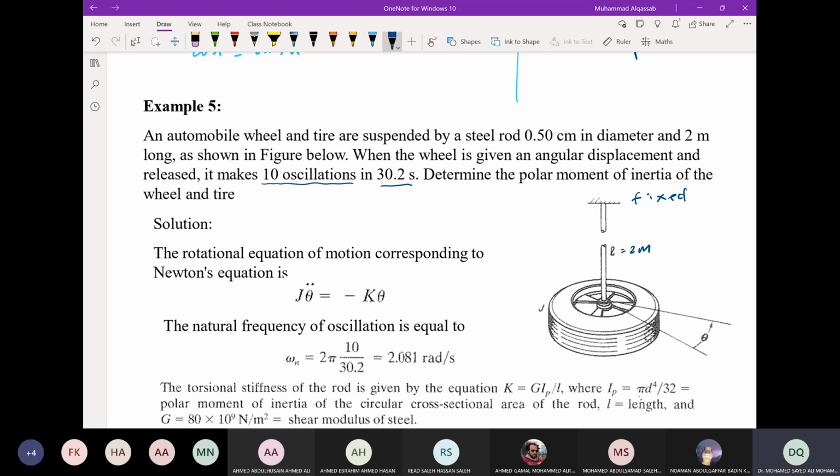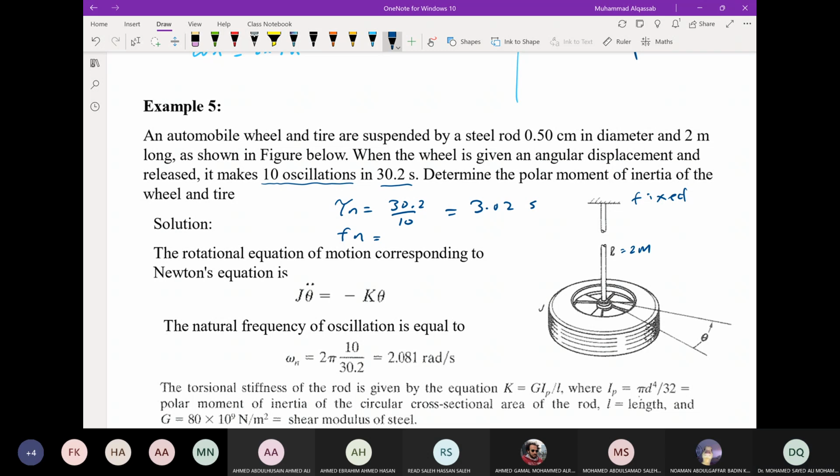Okay, so we know that omega n equals 2 pi over tau n. This is 10 oscillations in 30.2 seconds. You can find tau n, which is 30.2 divided by 10, because the period of oscillation is the time for one cycle. So you divide by 10, and this becomes 3.02 seconds.